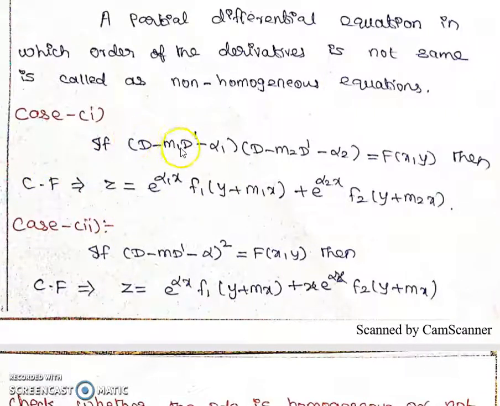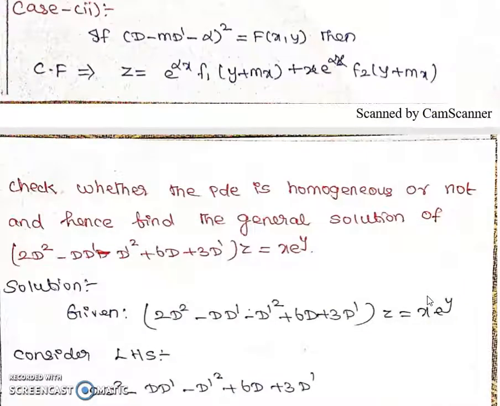If (D − m1D' − α1)(D − m2D' − α2)z = f(x, y), then the complementary function is z = e^(α1x) f1(y + m1x) + e^(α2x) f2(y + m2x). Case 2: if you have a repeated factor, that is a whole square, we can write e^(αx) f1(y + mx) + x e^(αx) f2(y + mx). Next we are going to look into the problem.